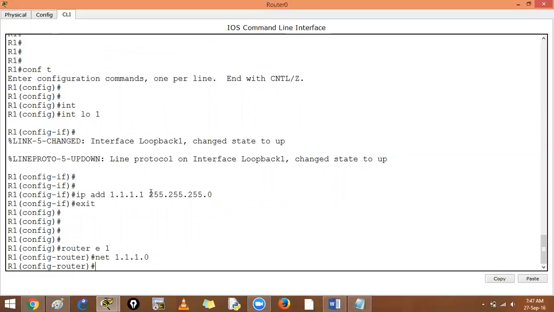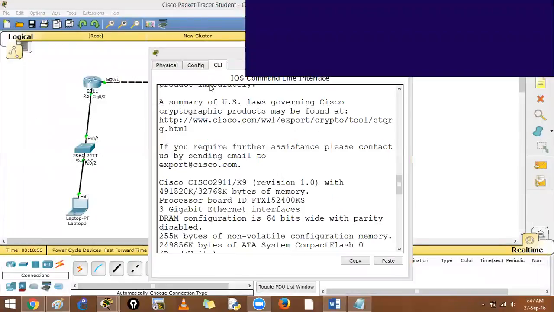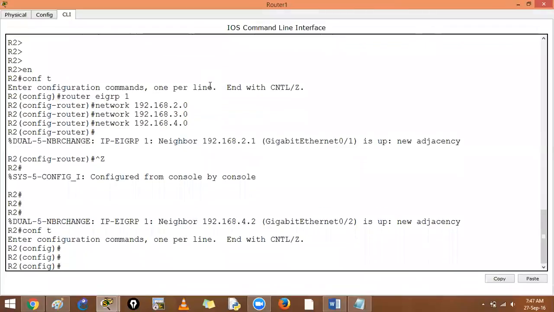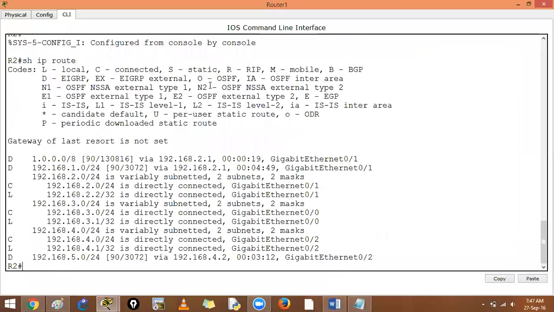Actually, this is a class A network subnetted to class C, but this is a /24 subnet mask, right? Let us see what the behavior is. Let us go on router 2 and say show ip route. If you notice over here, this route is being received as a /8. But actually over there it is a /24, isn't it? A /24 and /8 is not good.